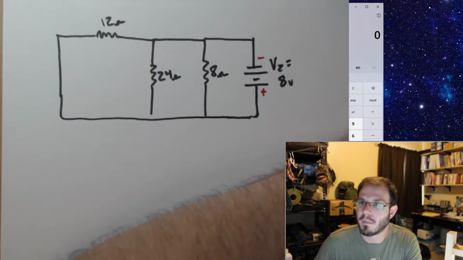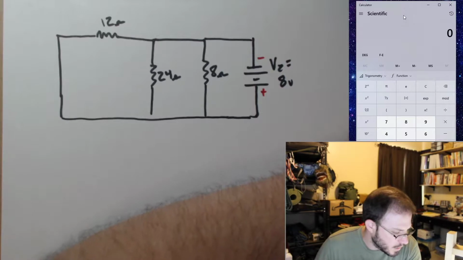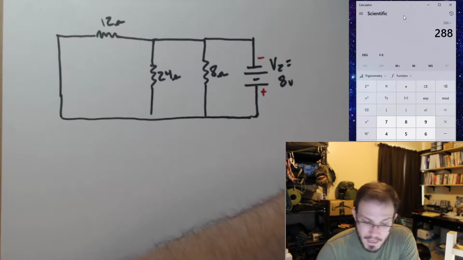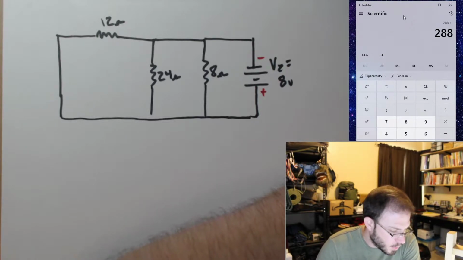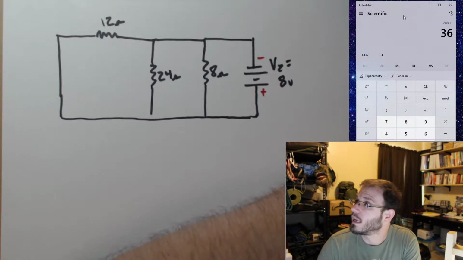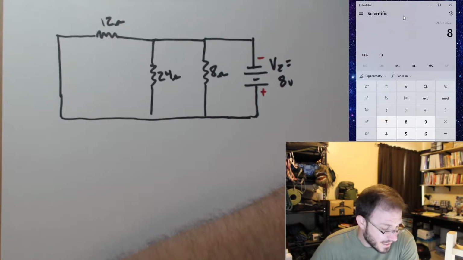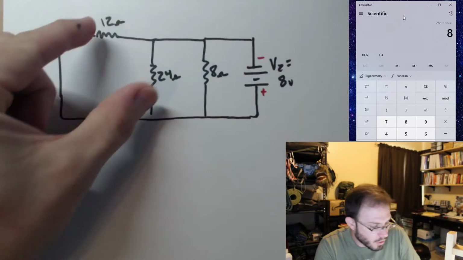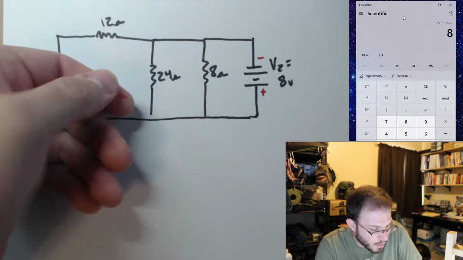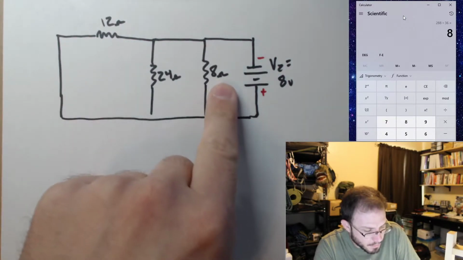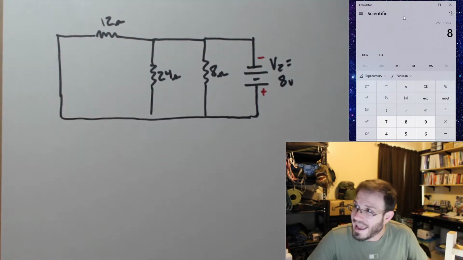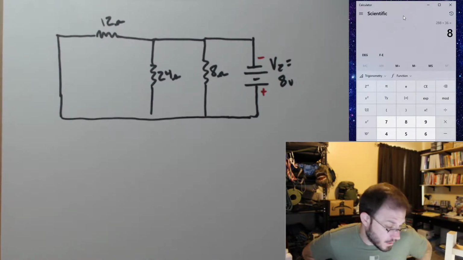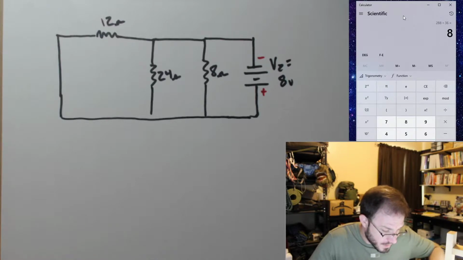So I will pull up my calculator here. Let me first do the 12 and 24. So 12 times 24 divided by 12 plus 24, so divided by 36. And that gives us 8. And then now we have 8 ohms in parallel with this 8 ohms, right? So all I did was I merged these two. I got 8 ohms. Now I'm going to take that and merge that with the 8 ohms. Well, I have two 8 ohms in parallel. I'm going to get just half of one of those values. So I'm going to end up with 4 ohms at the end of the day.